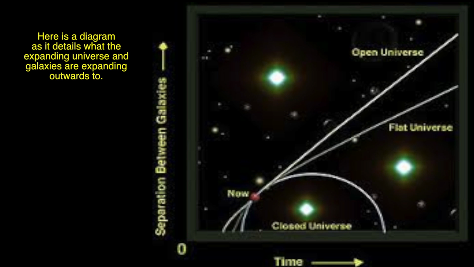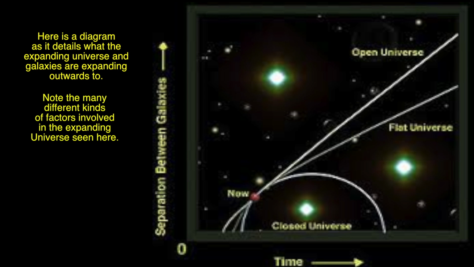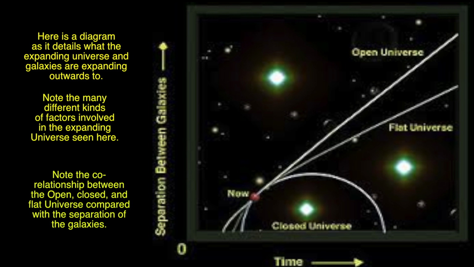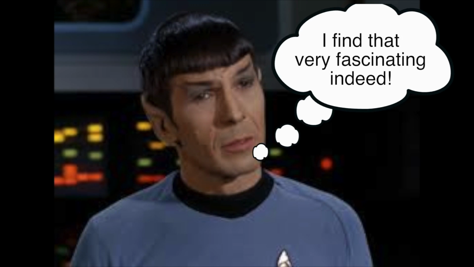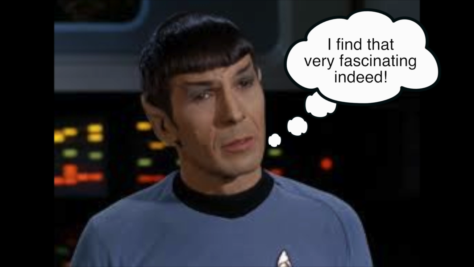Here is a diagram detailing what the expanding universe and galaxies are expanding outwards to. Note the many different kinds of factors involved in the expanding universe seen here. Note the correlation between the open, closed, and flat universe compared with the separation of the galaxies. I find that very fascinating indeed.